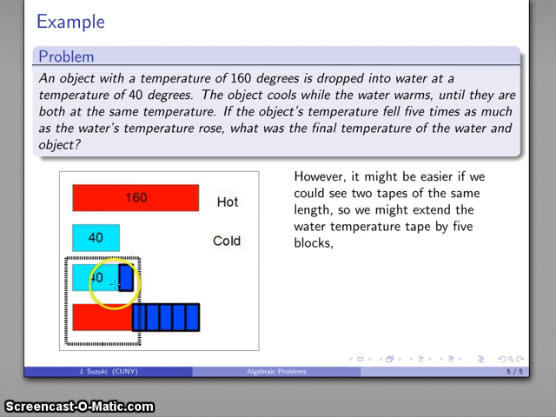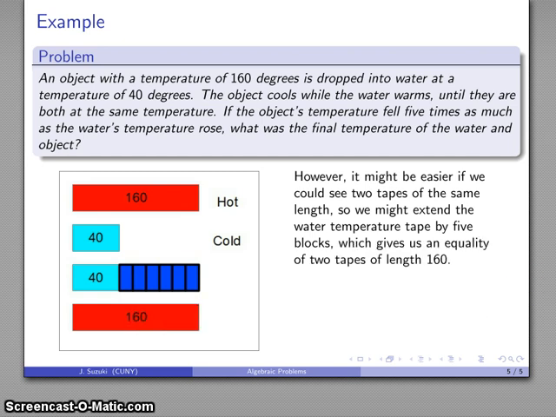And so what I might do is take this block here, and extend it by 1, 2, 3, 4, 5 of these blue blocks. So if I take this water temperature and extend it by 5 of the blue blocks, I'm going to have two tapes of equal length. Well, now, wait a minute. This tape here was the same as this tape here. Again, what this was is the original object temperature dropped by 5 blocks. In other words, the original tape is 160. And so now I have two tapes still of equal length, and now I can proceed to solve this.